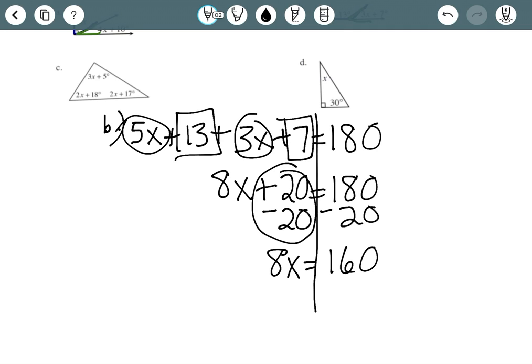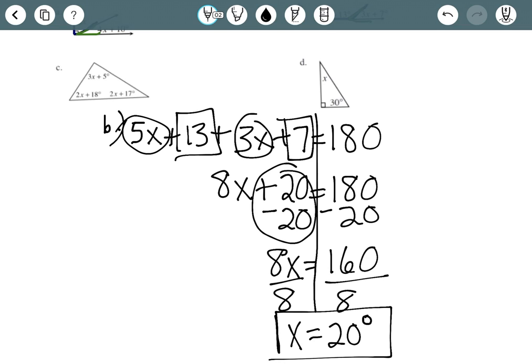And to get x by itself, I'm just going to divide by 8, and the same on the other side. So when I do 160 divided by 8, I should get 20. Now remember, we're talking about angle measurements, so we do need that degrees symbol. x equals 20 degrees. All right, now let's talk about the method we used to solve this.